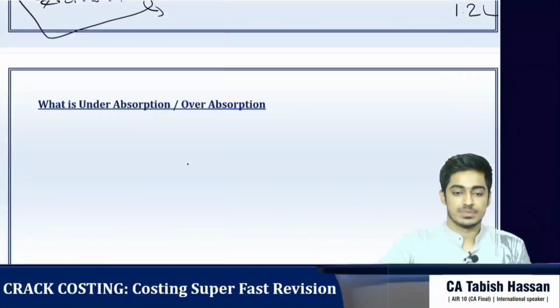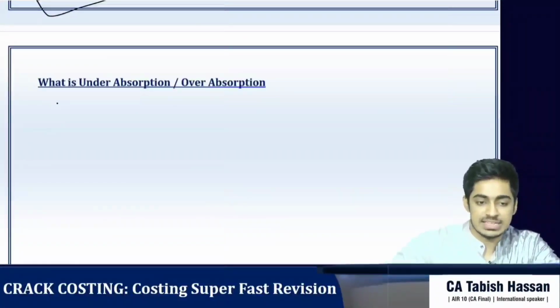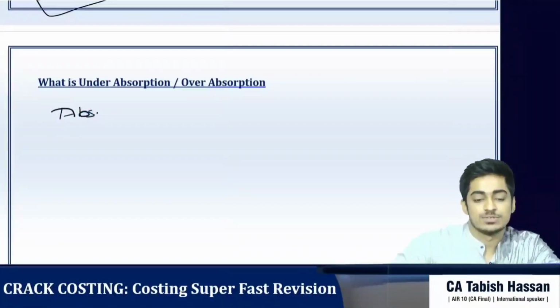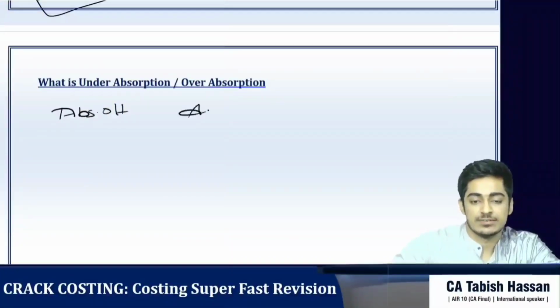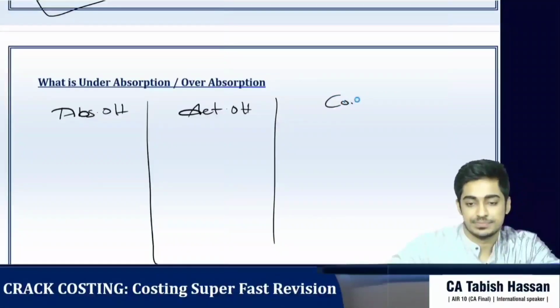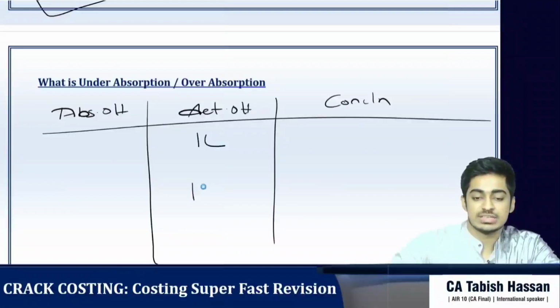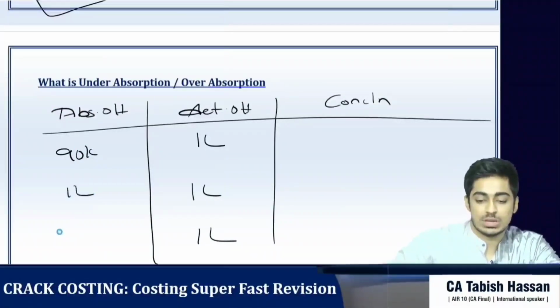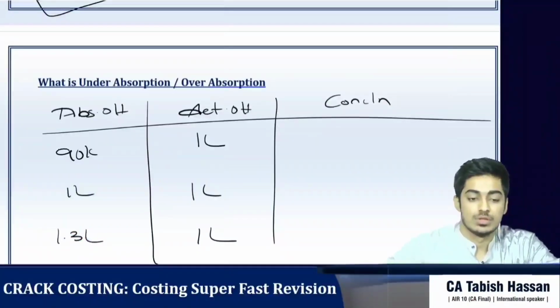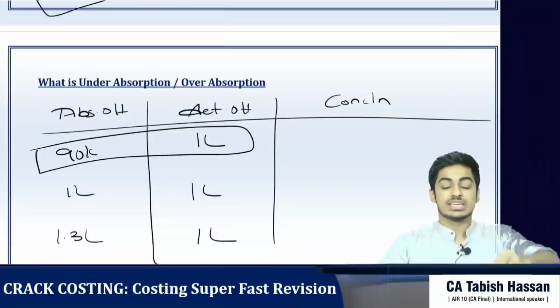Next, when do we get under absorption and when do we get over absorption? Let's take 3 scenarios. First we have absorbed overheads, then we have the actual overheads, then let's reach a conclusion. Assume the actual overheads at 1 lakh rupees. The absorbed overhead is 90,000, 1 lakh and 1.3 lakh. So the actual amount to be charged to the product is 1 lakh, but we have only charged 90,000.